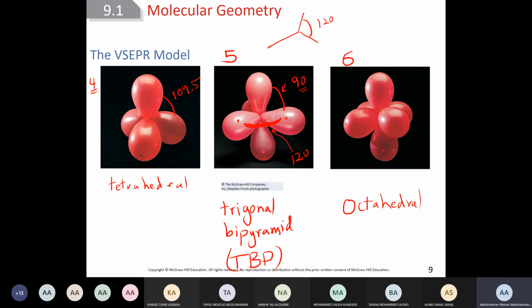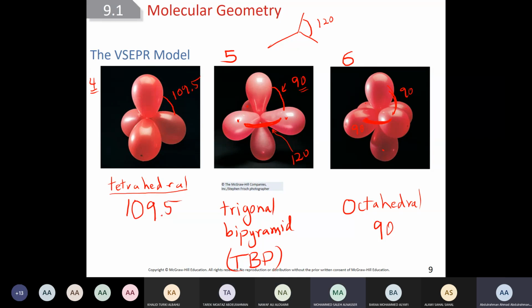What's the angle in the square? What's the angle between this one and this one? 90. Good. What's the angle between the one at the top and this one? There is one up and one down in the square. 90. So the only angle that we have here is what? 90 degrees. What is the only angle we have for tetrahedral? 109.5.